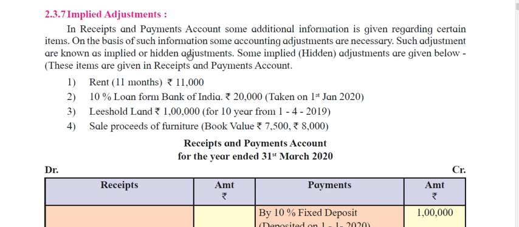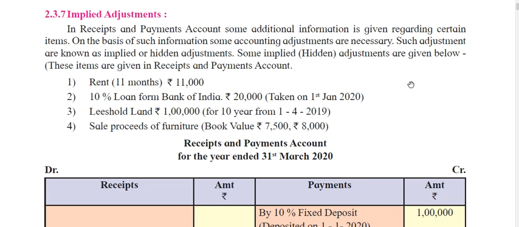There will be some hidden adjustments. In final accounts we calculated bonded and insurance and advertisement. There were hidden adjustments for the rent. Like that only in the receipts and payments account we have some hidden adjustments. Using those hidden adjustments we will calculate a receipts and payments account.